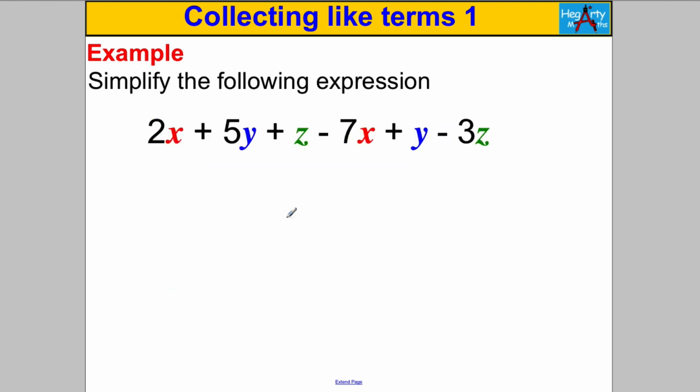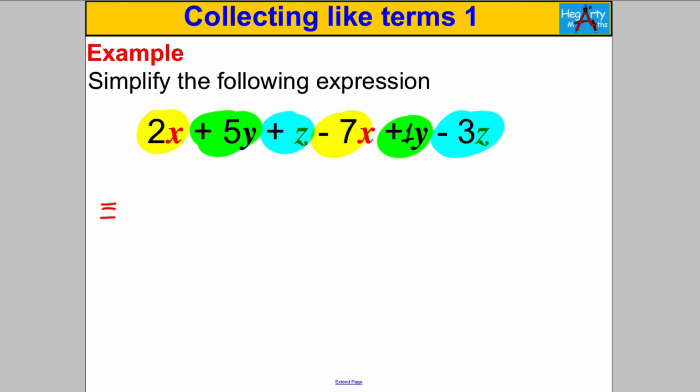Right, have a go at this one. Right, so as always, highlighting our like terms, we've got positive 2x's, we're taking away a 7x. We've got ourselves positive 5y, we're going to add a single 1y, which we might write in like that. And we've got ourselves a positive z, and we're going to subtract 3z. So let's see what we've got.